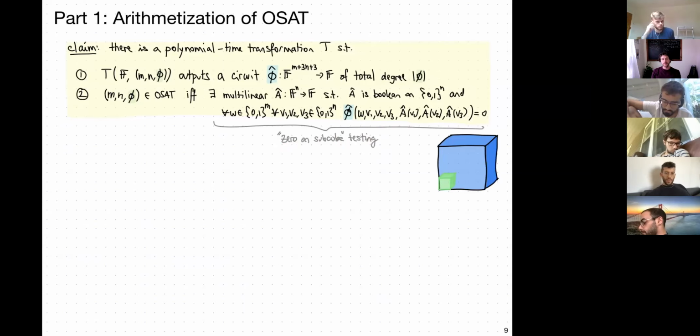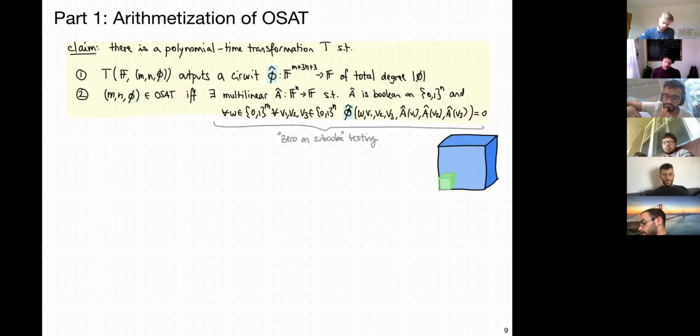So what does that mean? Notice what we want to do here is check that for every W and for every V1, V2, V3, the value of the function would be 0. Think about these W and V1, V2, V3 determining some subcube, this green subcube. And we essentially want to know whether this is a low degree extension of something which takes 0 over all points in this subcube. Again, this diagram is the evaluation.